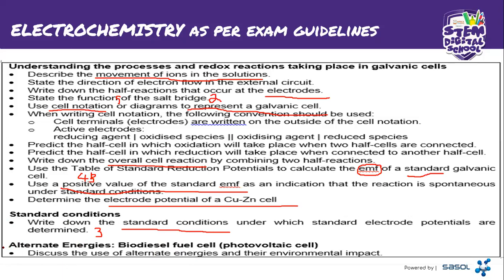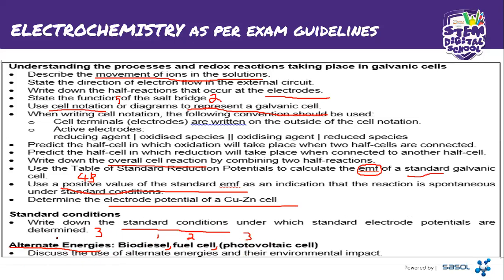Now, this is where we are focusing today. Alternate energies, right? Which are alternative sources of energy, which means other sources of energy altogether, other things or other processes that can give us energy. And we are going to look at biodiesel, 1, we are going to look at the fuel cell, 2, and we are going to look at a photovoltaic cell, which is 3.